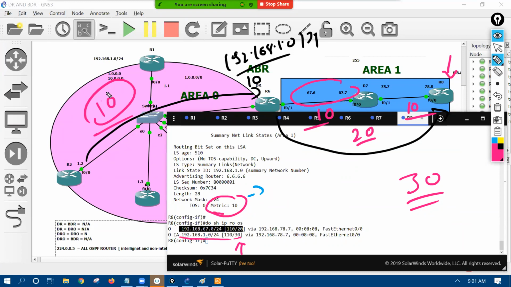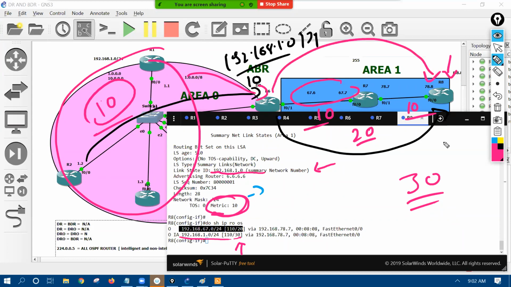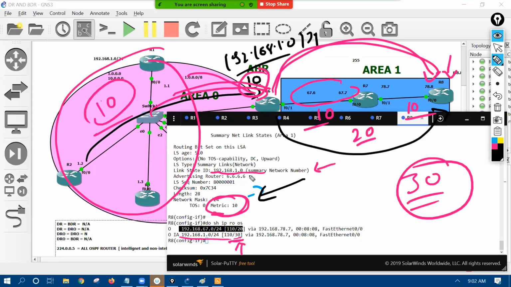But this guy is saying that when this summary network is coming to the ABR router, the metric is 10. But when it is coming to me, the metric will be 30. When this route is present on the ABR router, at that time the metric is 10, right? But when this route is coming to me, the routing table says the metric is 30. This metric information is talking about the summary LSA metric. This metric is talking about the route metric. Clear?